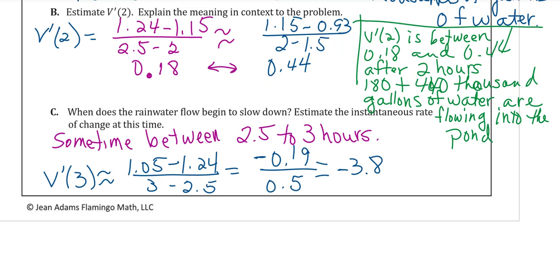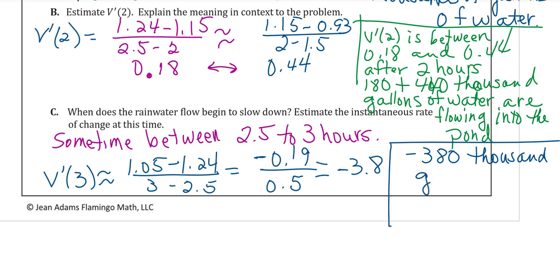So what does this mean? This means that we are losing 380,000 gallons per hour.